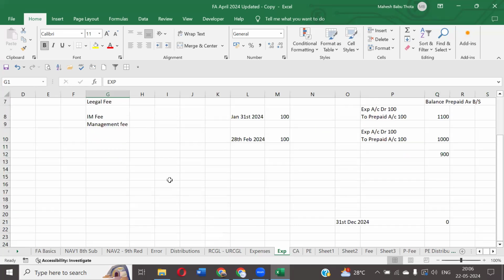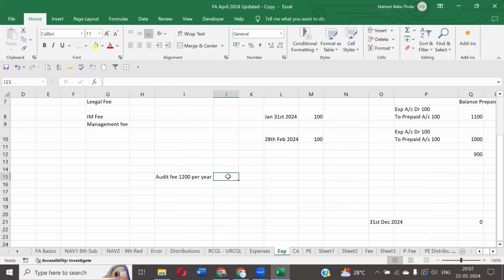Suppose let's assume we have a management fee. Then let's say audit fee. We have 1,000 rupees or let's say 1,200 rupees per year. When you pay this 1,200 rupees, maybe let's assume we will pay it on the year end.